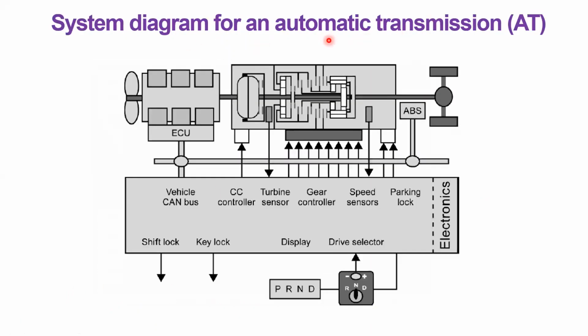And this is the layout of an automatic transmission. In the video we have seen, even you would have seen some vehicles which have the same configuration. It has different locations for shifting, the lock, the key, and you have the display and drive selection to select the gears, and you have the parking lock, you have the speed sensors, you have the gear controller, you have the turbine sensor, and you have the network controlling the transmission control unit, called TCU.